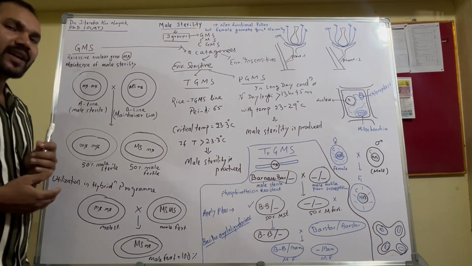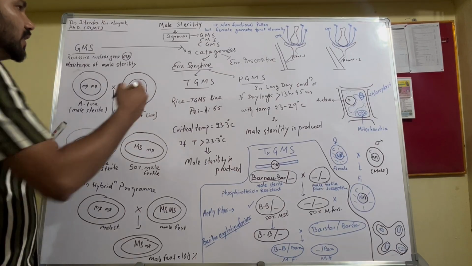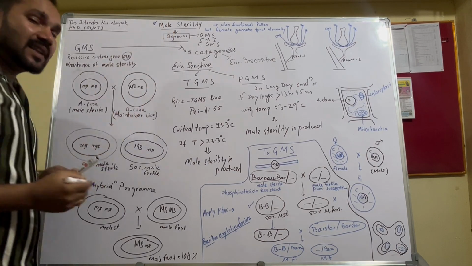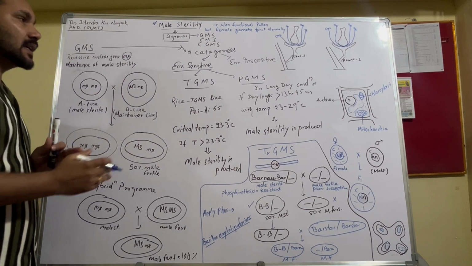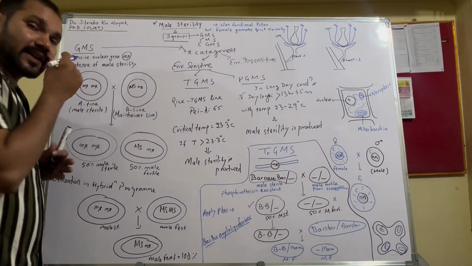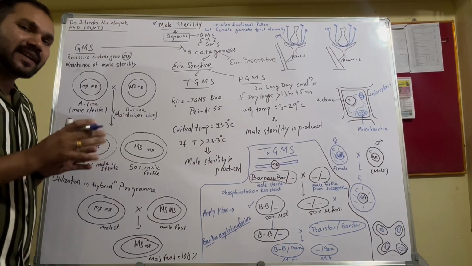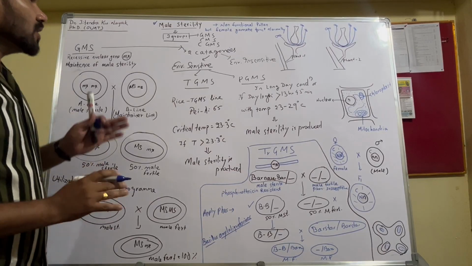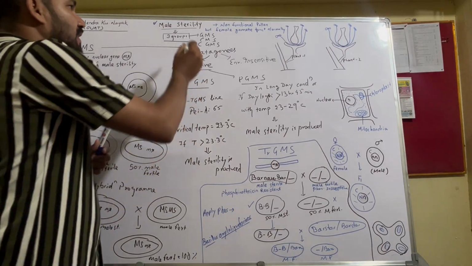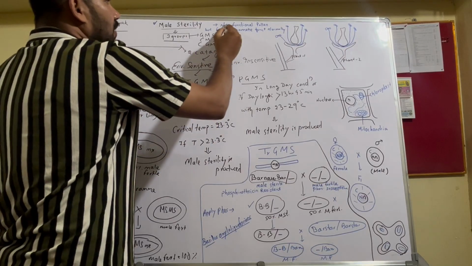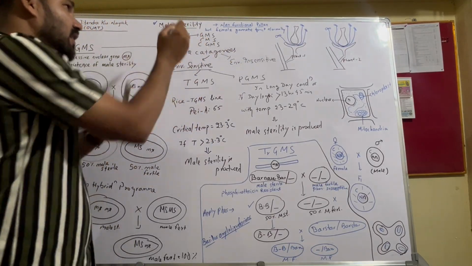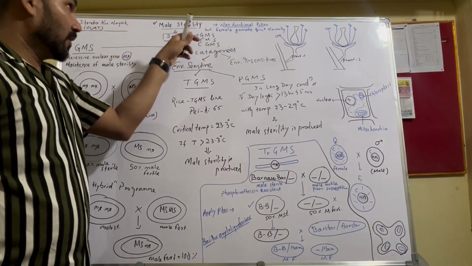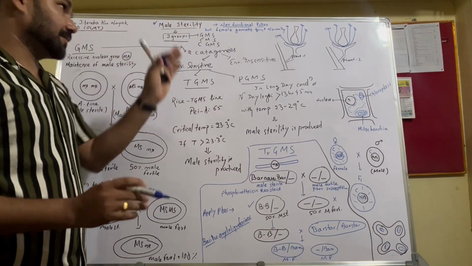So today we are discussing the different mechanisms behind male sterility and what the role of male sterility is. We will see that male sterility is majorly used for hybrid seed production. So what do you mean by male sterility? Male sterility means non-functional pollen. Male sterility means sterile with respect to the male but fertile with respect to the female.